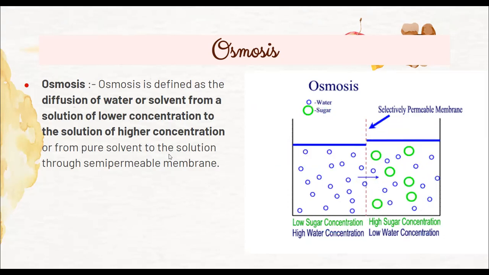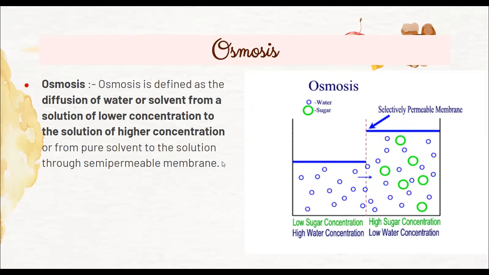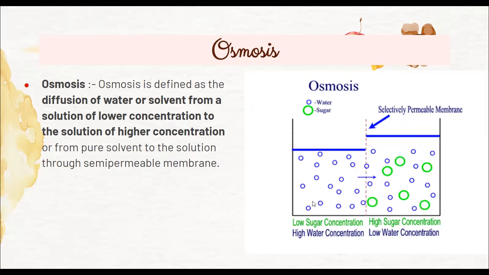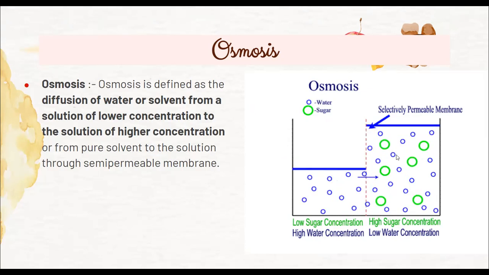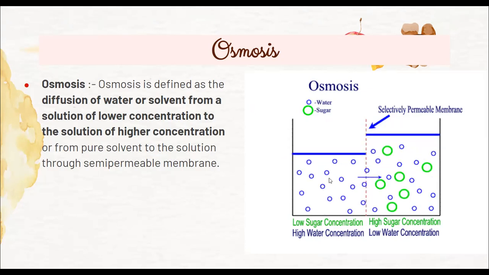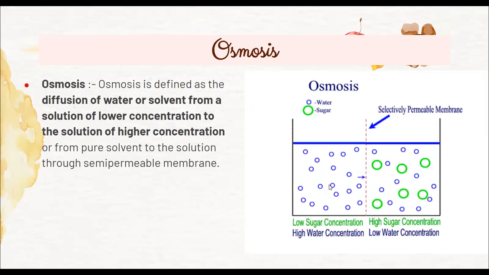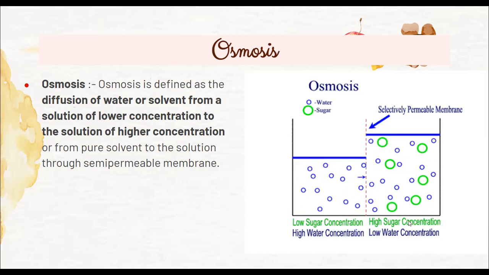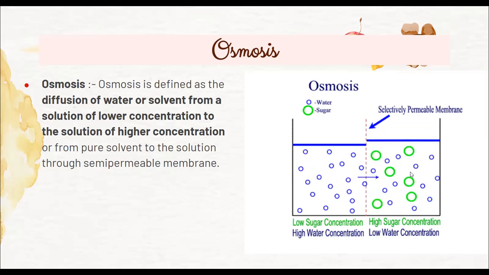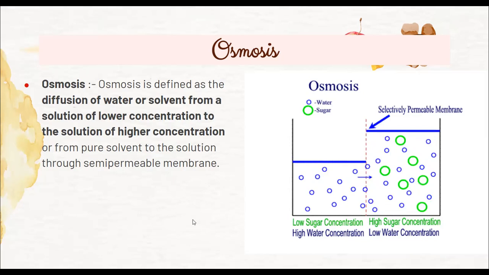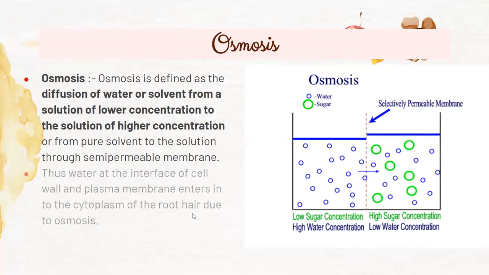Or from a pure solvent to the solution. Okay. From the pure solvent. So this is, let's say, only water and this is a solution. So tendency will be the water will move from pure region to a solution wherein there is sugar also through semi-permeable membrane. So this is what osmosis is.